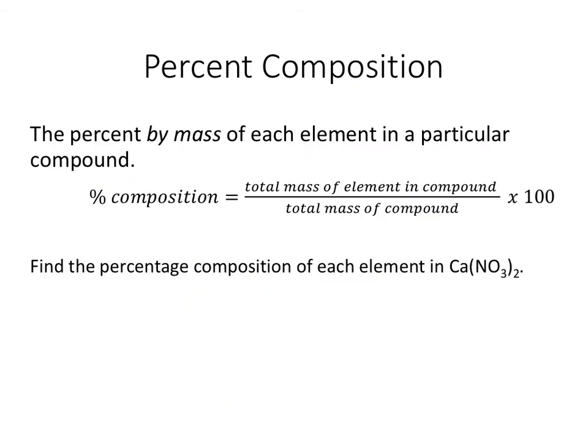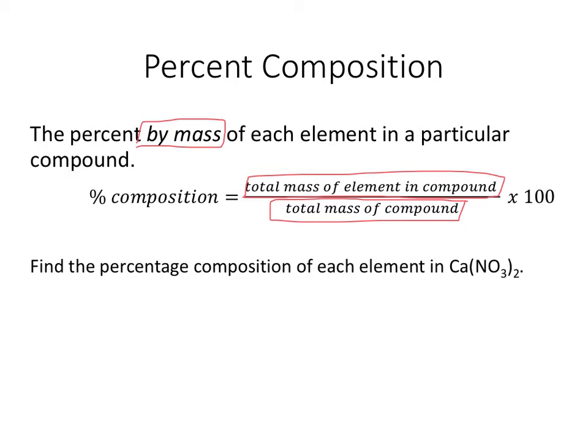On to percent composition. So typically percent composition will be the percent by mass. Sometimes you will hear percent by volume or percent by moles, but if it's just general percent composition, it will be by mass of each element in a particular compound. So any percent is a part over whole, so by mass, that's the total mass of the element, or the part that you're looking for, divided by the total mass of the compound, or the whole entire thing, times 100 to make it a percent.